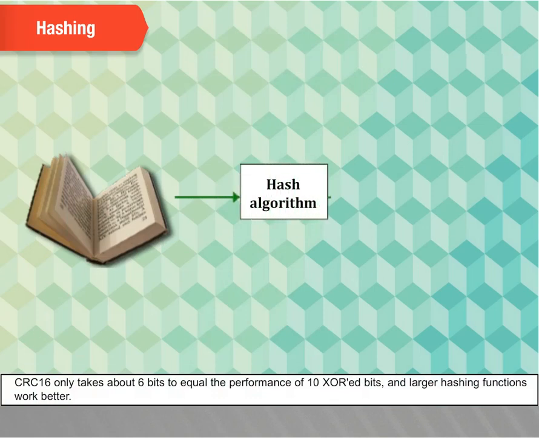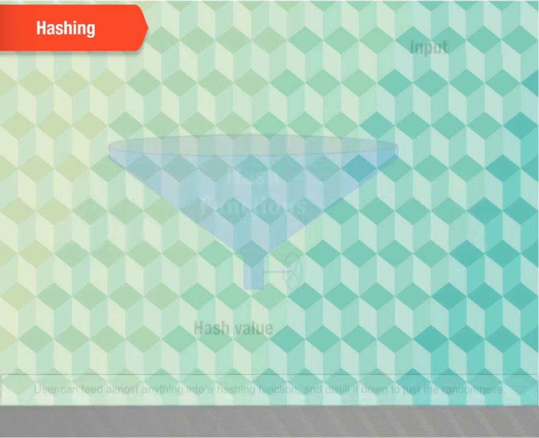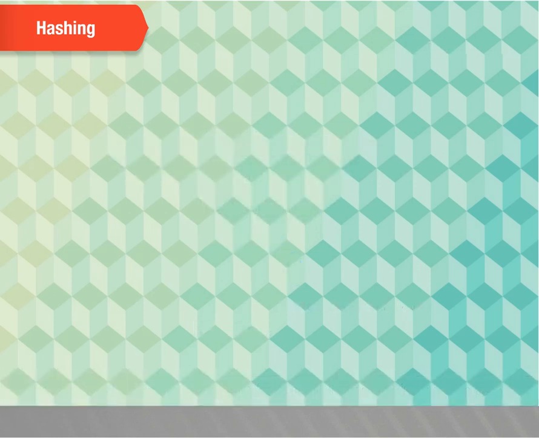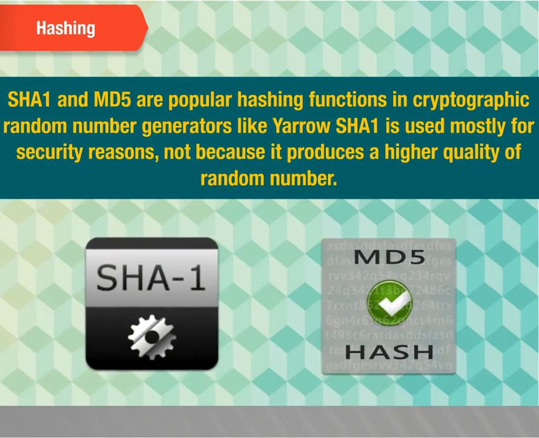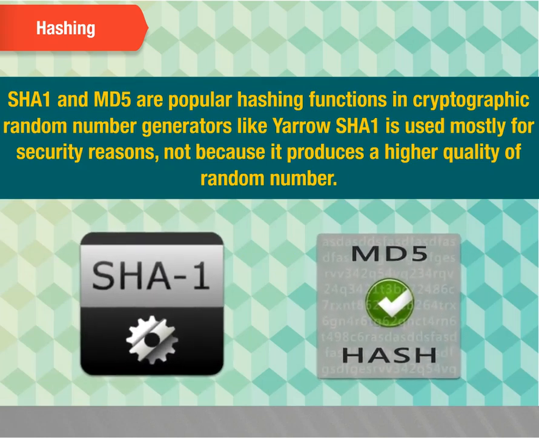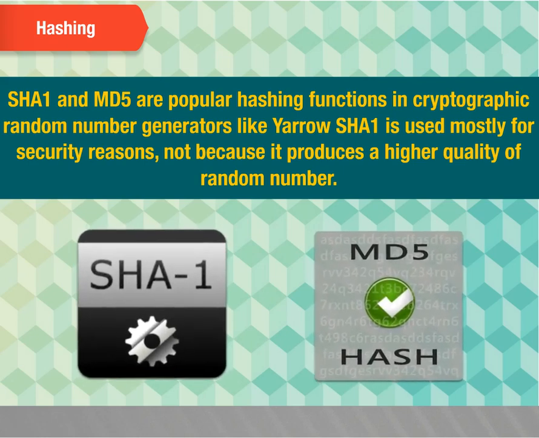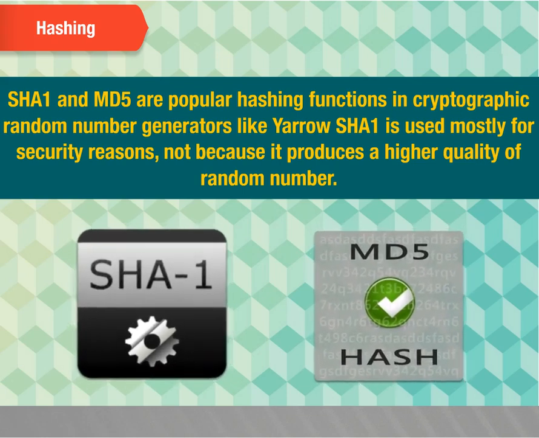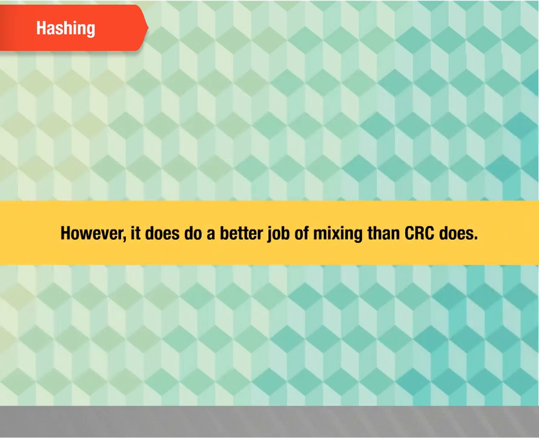CRC16 only takes about 6 bits to equal the performance of 10 XORed bits, and larger hashing functions work better. A user can feed almost anything into a hashing function and distill it down to just the randomness. SHA-1 and MD5 are popular hashing functions in cryptographic random number generators like Yarrow. SHA-1 is used mostly for security reasons, not because it produces a higher quality of random number. However, it does do a better job of mixing than CRC does.